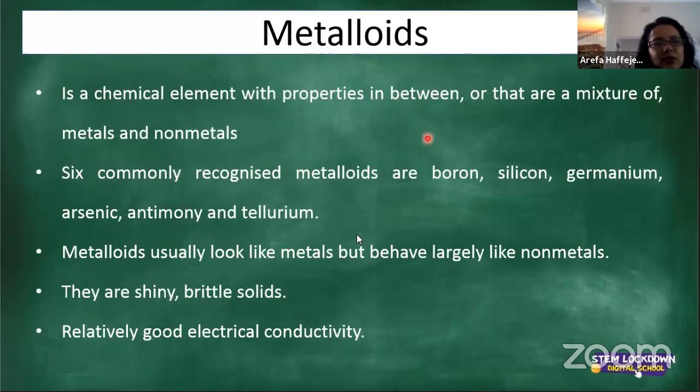So now metalloids. A metalloid is a chemical element with properties in between, a mixture of a metal and a non-metal. We have six commonly recognized metalloids, which are boron, silicon, germanium, arsenic, antimony, and tellurium. Metalloids usually look like metals, but they behave largely like non-metals. They are shiny, brittle solids, and they are relatively good conductors of electricity.